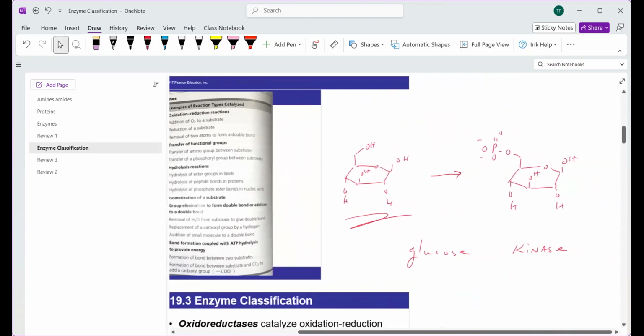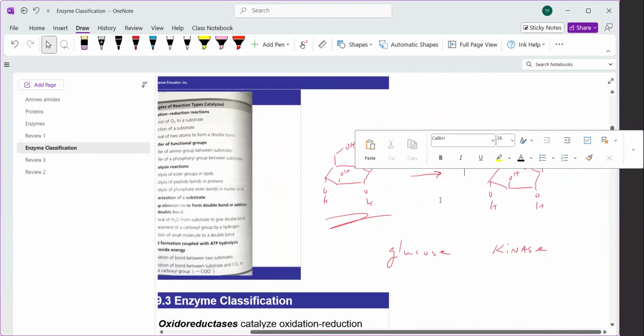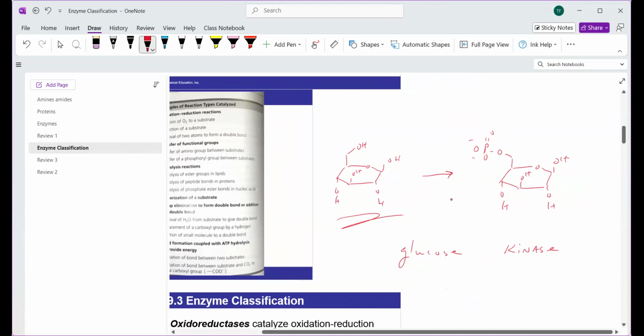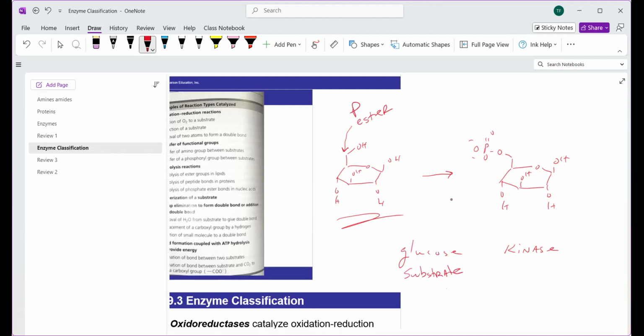So, for example, in this example here, we have glucose going to 6-phosphoglucose. And what's happening is a phosphate ester is formed there. This would be the first step of glycolysis, where we phosphorylate glucose. So the name of the enzyme that catalyzes this is glucose, which is the substrate, and the reaction process is called kinase.